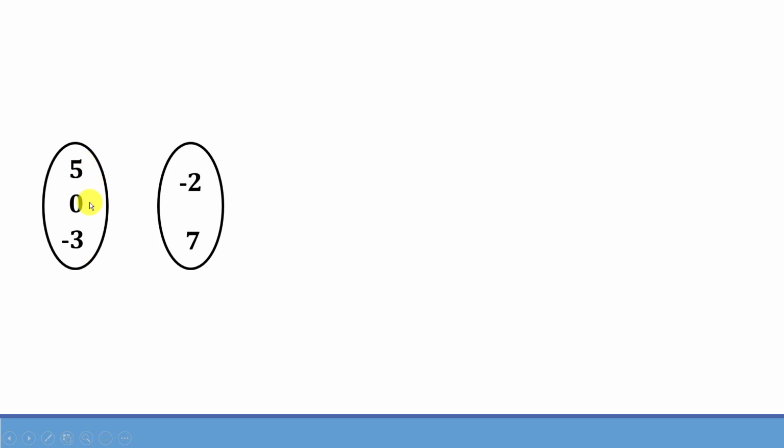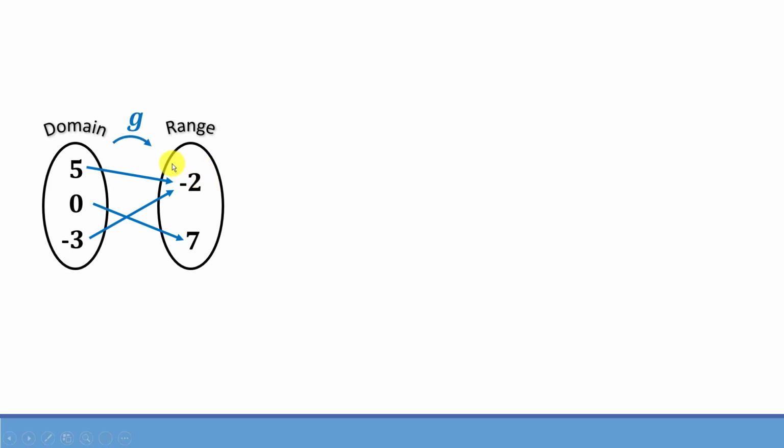So values 5, 0, and -3 represent the domain of the function. These are the inputs. And then values -2 and 7 represent the range of the function. And this is how the function relates these values. Input 5 produces output -2, input 0 produces output 7, and if I put -3 in the function box, -2 is going to come out. Let's name this function g.